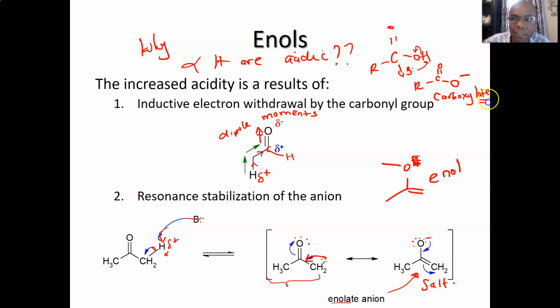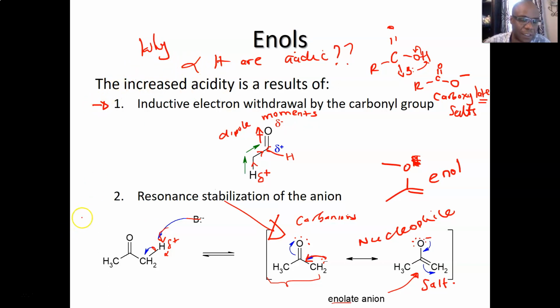So we add the -ate whenever we make salts, carbon-containing compound salts. So that's an enolate. Enolates and carbanions will always play the role of a nucleophile, and we're going to use that very soon in aldol condensation. There is resonance stabilization, which makes it possible to take out this hydrogen. So those are the two reasons why the alpha hydrogens are acidic.